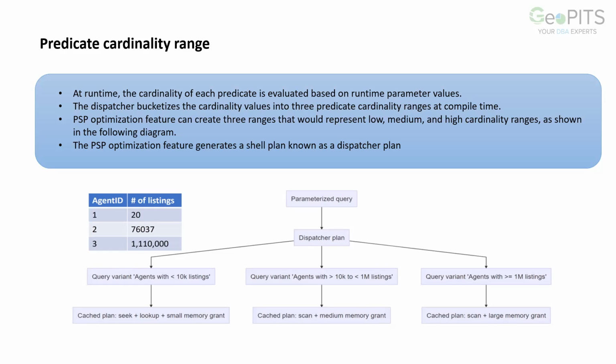After that, I gave a maximum value, 4, as the parameter set for that procedure. So here it looks like a scan with a large memory grant.